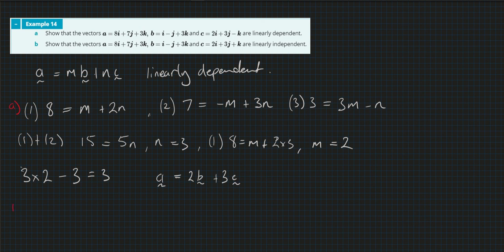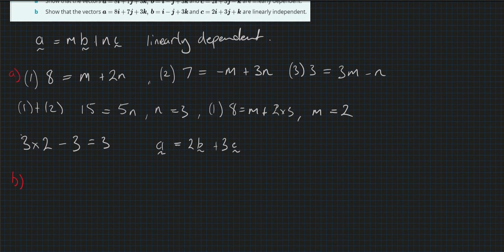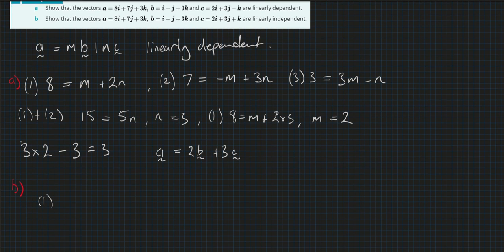In part B, we've got to show that they're independent. In other words, the dependency doesn't work. So let's just skip straight to the equations. Equation 1, we've got the same A, so 8 is going to equal m times the i component there, and obviously they've just flipped around the k here. Everything's the same, isn't it?